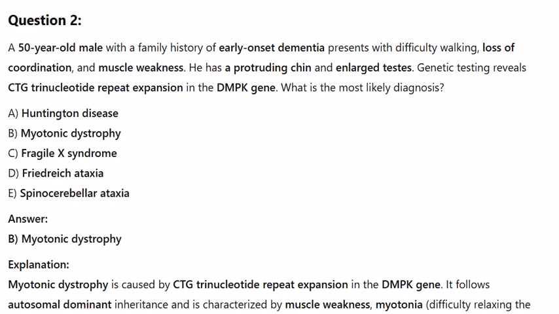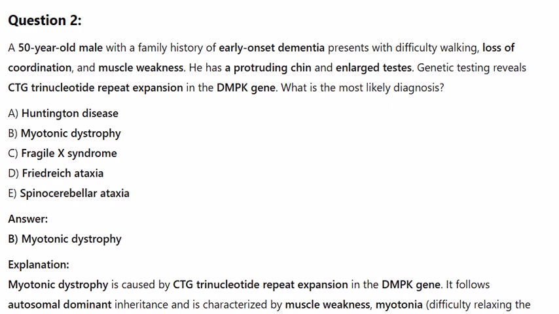A. Huntington disease, B. Myotonic dystrophy, C. Fragile X syndrome, D. Friedreich ataxia, E. Spinocerebellar ataxia. Answer B. Myotonic dystrophy. Explanation: myotonic dystrophy is caused by CTG trinucleotide repeat expansion in the DMPK gene.